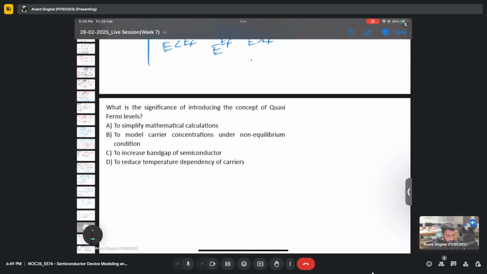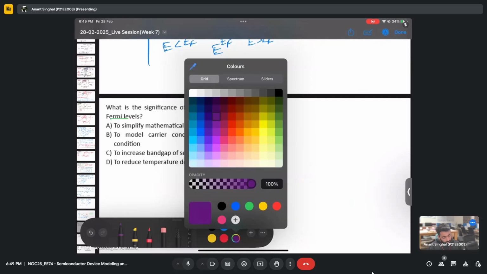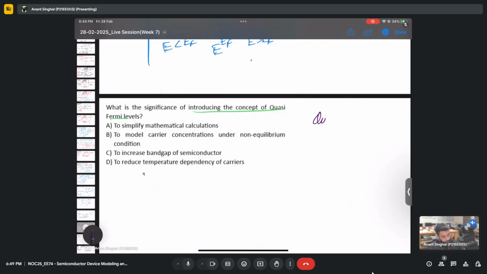The next question says, what is the significance of introducing the concept of quasi Fermi level? So when do we introduce quasi Fermi? What is quasi Fermi? Do you remember? This is, I guess, covered in the p-n junction class. Any idea?